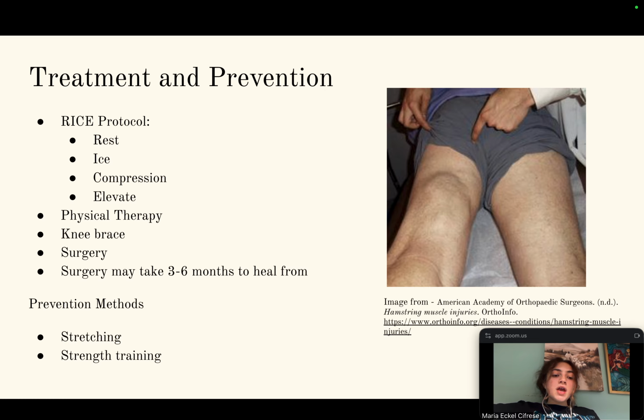And once again, if you look to the right, I supplied an image also from the AAOS, which shows an avulsion. When an avulsion occurs, the muscles make a ball under your skin because they tore away, and so it's really easy for a doctor to spot. They might also do x-rays to see everything, but if it's like this, they know they don't need to do the x-rays.